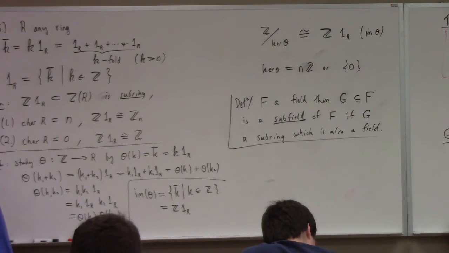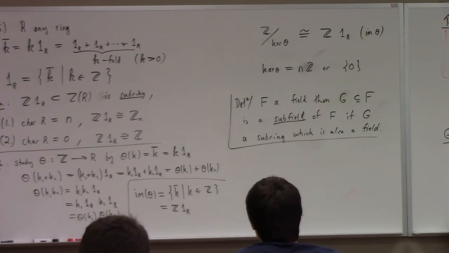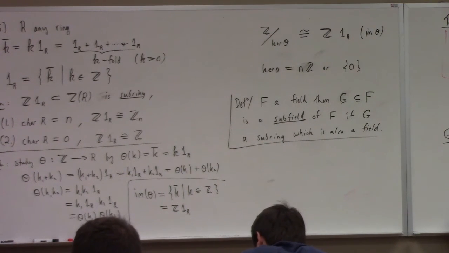Right. You just need that every non-zero thing has an inverse, right? Because commutativity follows. Right. Very good. Yeah, we have commutativity because it's a subset of a commutative ring. Very good. Yeah.